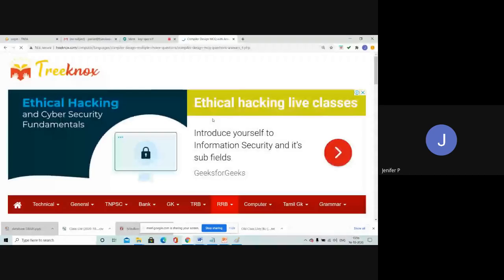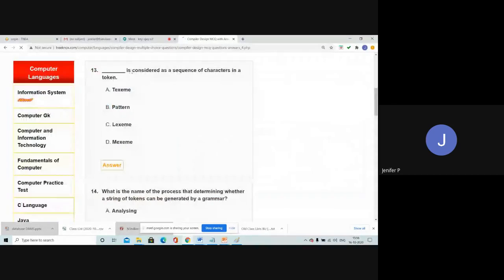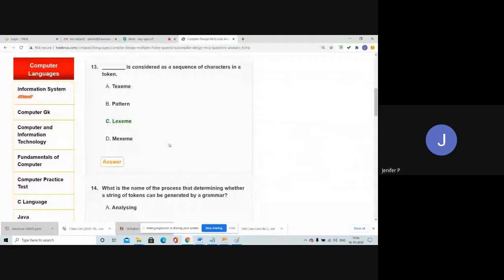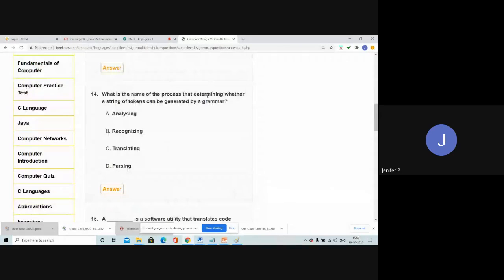Next, the dash is considered as a sequence of characters in the token. So the sequence of characters forming a token, what did we see, lexeme, right? The answer is lexeme. Then what is the name of the process that determines whether the string of tokens can be generated by a grammar? Okay, so that is nothing other than parsing. Right, parsing is grammar checking, type checking is the semantic analyzer.